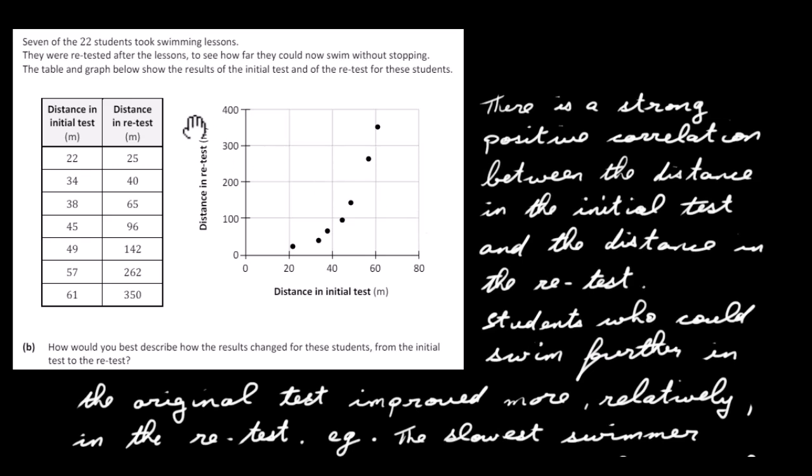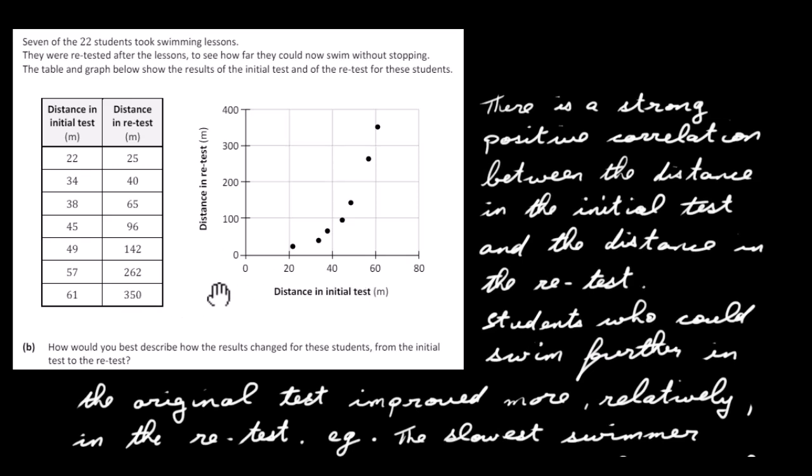Let's see. 7 of the 22 students took swimming lessons. They were retested after the lessons to see how far they could swim without stopping. The table and graph below shows the results of the initial test and retest for these students. These are the original distances that they could swim, so 22 meters up to 61 meters. So after they did their swimming lessons, they were tested again, and you can see the person who swam 22 meters could now swim 25. The person who originally could swim 61 improved a lot. They could swim 350 meters without stopping.